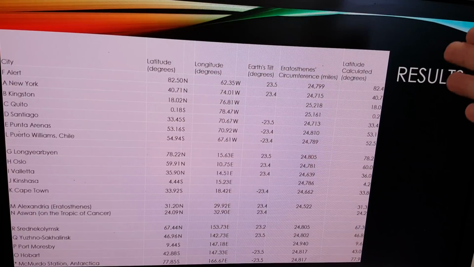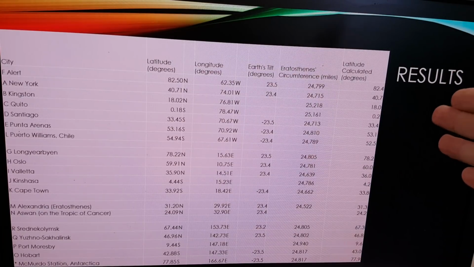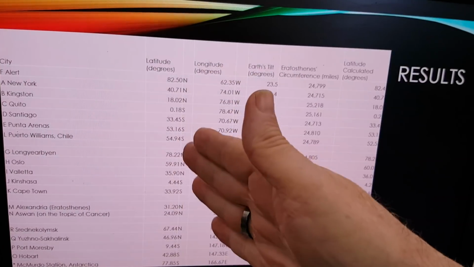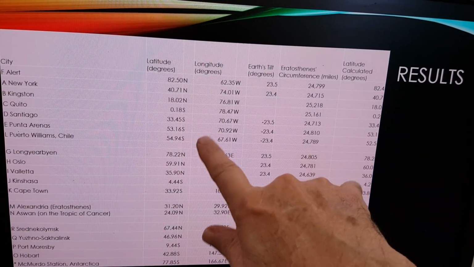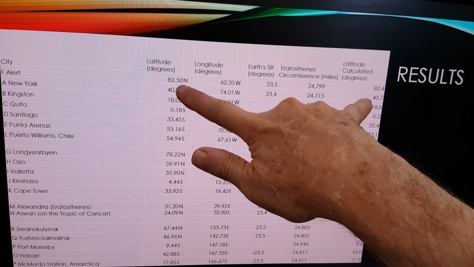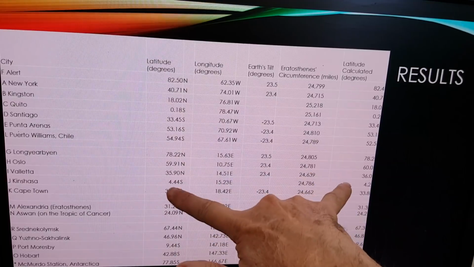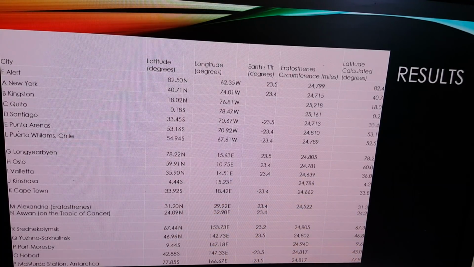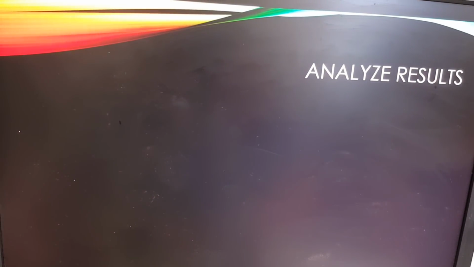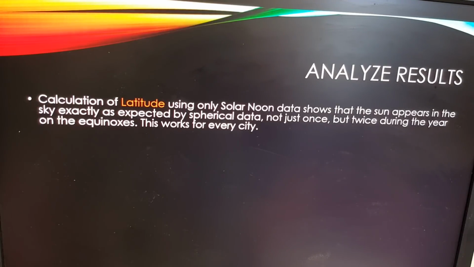So I actually calculate the latitude, whereas I looked it up over here. And you can see that these two numbers are exactly equal all the way down for each of the 19 cities. So those are the results of my experiment. Now we're going to analyze those results to see what we think.